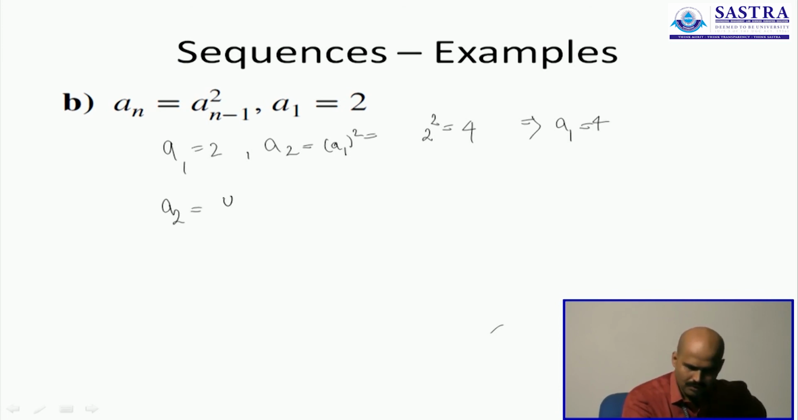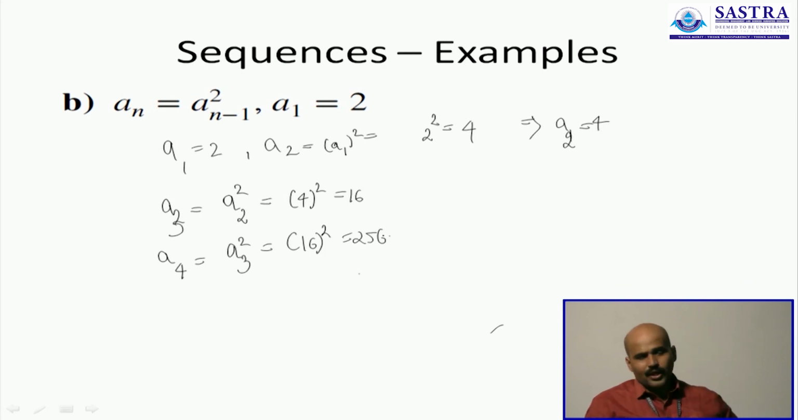What about A2? A2 is going to be the square of the previous term, the square of A1. You know that A1 is 4, so this is going to be the square of 4, which is 16. A3 is going to be the square of A2, which is the square of 16, and that's 256. So A1, A2 and A3 are available for us just by using the given definition.